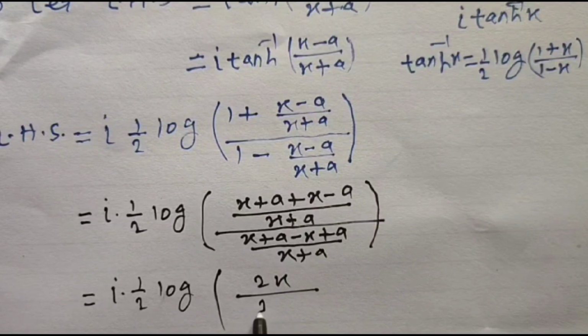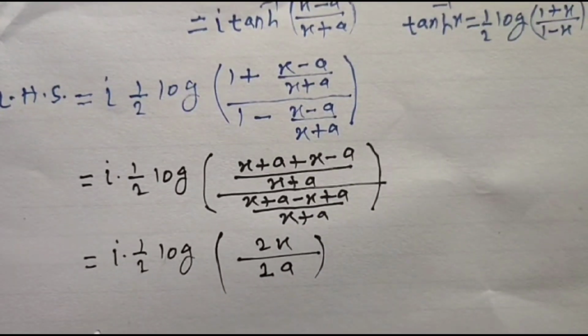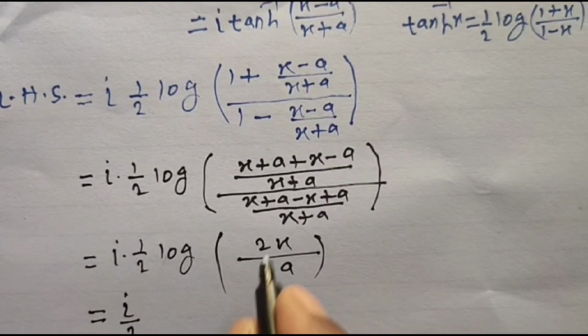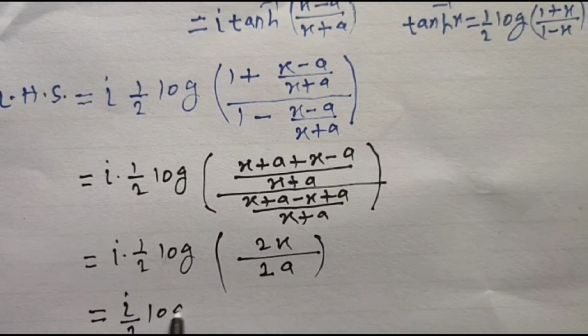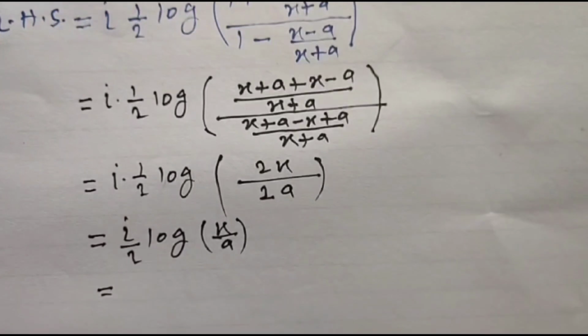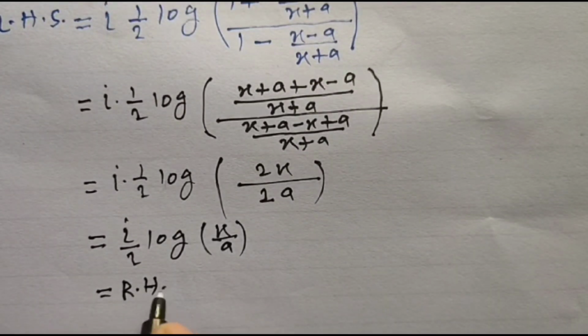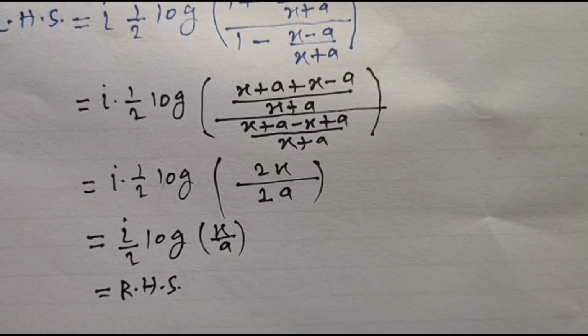And this is equal to i by 2, the 2 gets cancelled, logarithm of x upon a, which is equal to the RHS, the right hand side of the given statement. Hence the proof. Thank you.